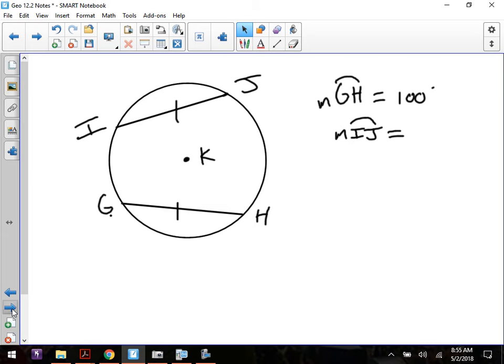So if arc GH is 100 degrees, what's arc IJ? 100 degrees. Okay? So if that's 100 degrees, let's make this an extra step then. So then what is angle G? What's angle G going to be?